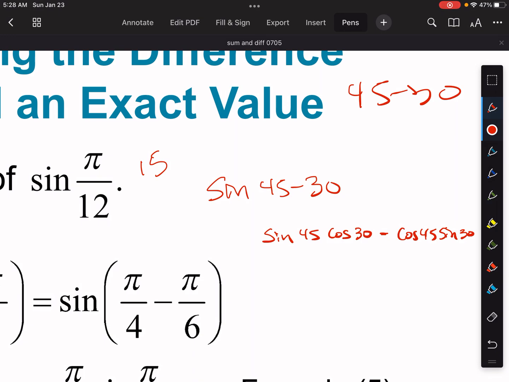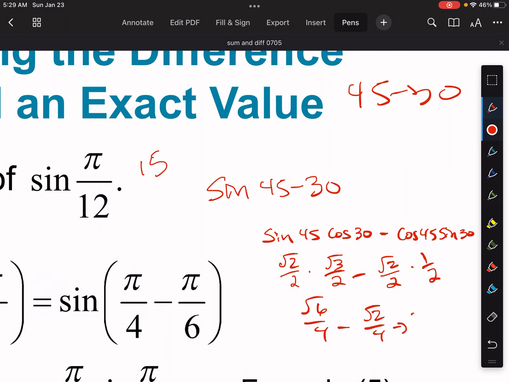Okay, so when you do a little bit of multiplication here, you get root 2 over 2 times the cosine of 30 degrees, which is root 3 over 2, minus root 2 over 2 times sine of 30, which is 1/2. There we go. So when you do this out, you get root 6 over 4 minus root 2 over 4. Okay, and then this just comes out to 1/4 root 6 minus root 2.